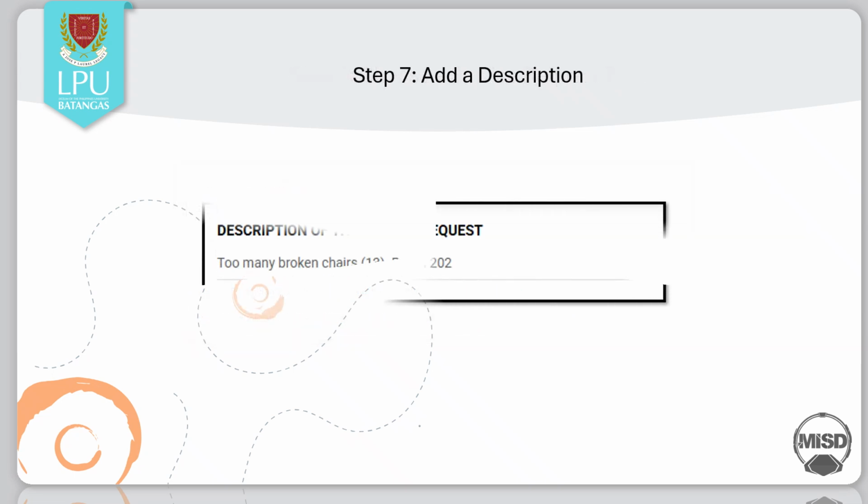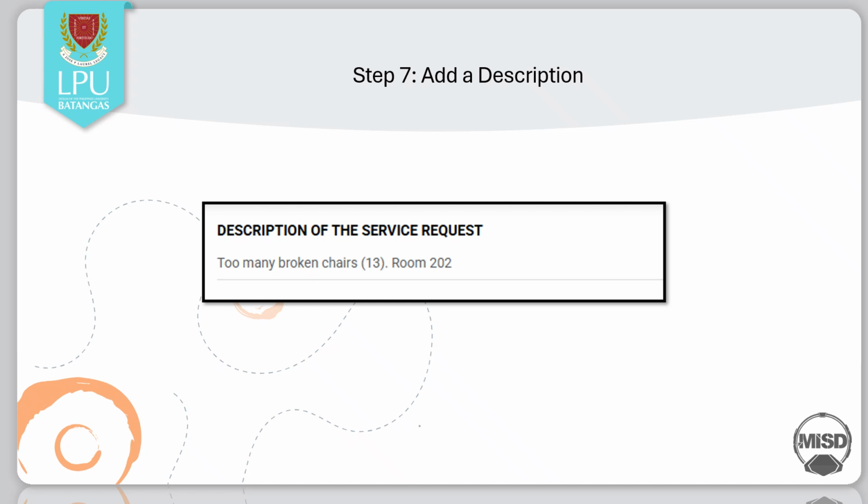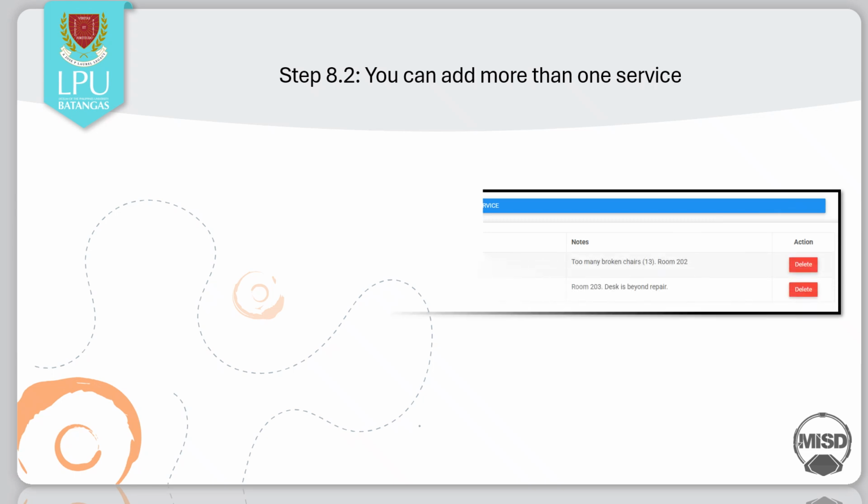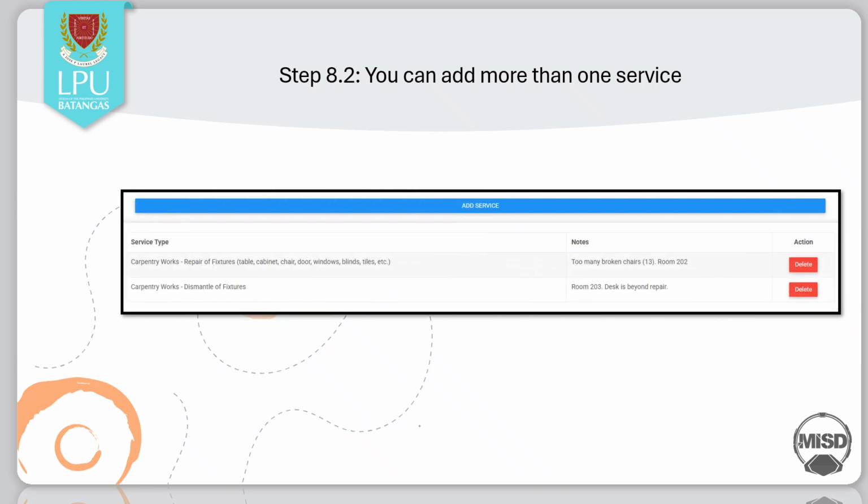After choosing the type of services, you can add a description to add more specifics, such as which room it's located in and what item needs to be installed or fixed. After filling out the form, simply click Add Service. Additionally, after clicking Add Service, you can add more to the same form by repeating steps 5 to 8. You can also delete a service by clicking Delete.